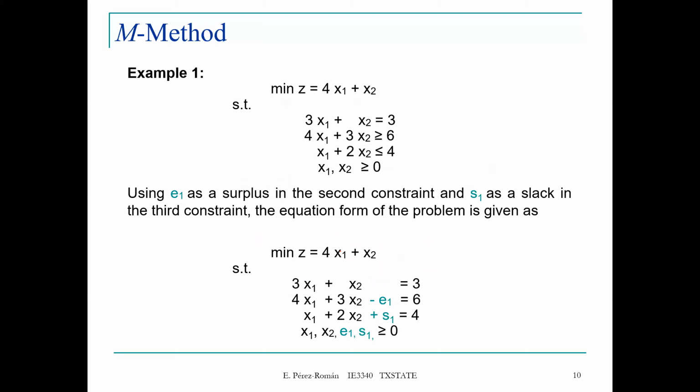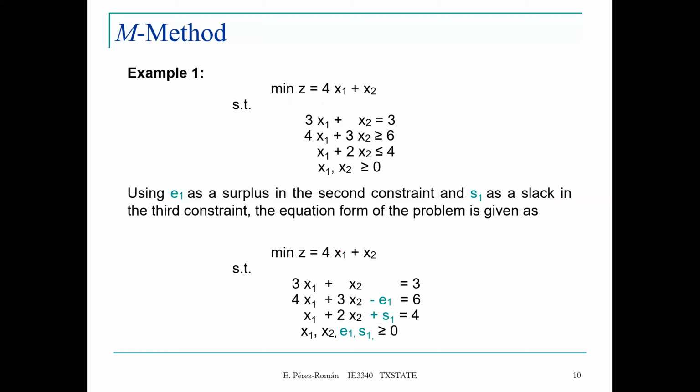So let's look at one example. We have the minimization of x1 plus x2 subject to these three constraints: 3x1 plus x2 equals 3, 4x1 plus 3x2 greater or equal to 6, and x1 plus 2x2 less than or equal to 4. So we want to put this problem into standard form. Using E1 as a surplus in the second constraint and S1 as a slack in the third constraint, the equation form of the problem is given as follows.